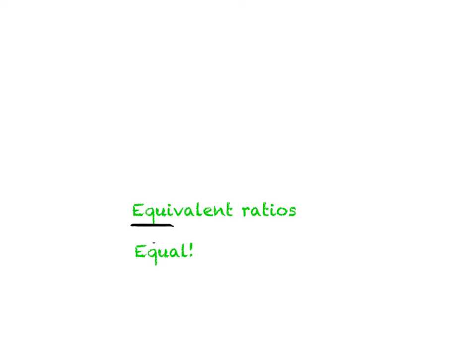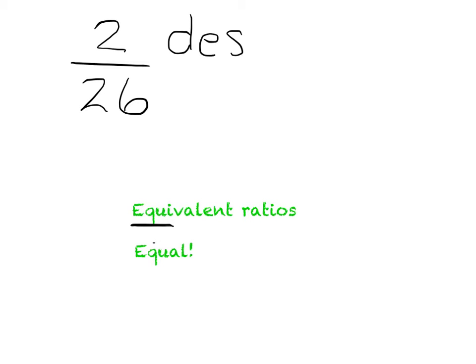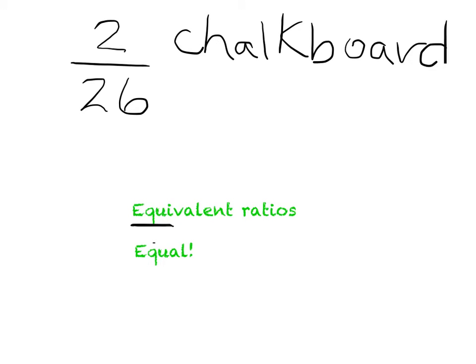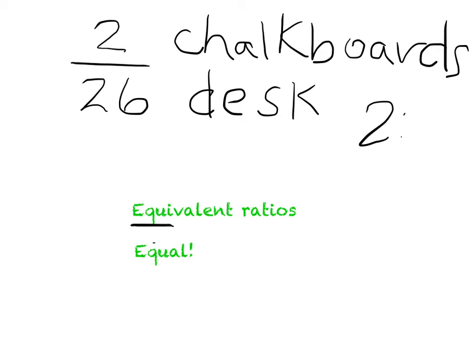So if we took that 2 over 26, that was our ratio of desks, right? Oh, I made a mistake. That is the comparison of chalkboards. My writing's kind of messy on this. To desks. We said that we could write it two different ways, 2 over 26, 2 to 26. Now, we're going to figure out the equivalent ratio for that.